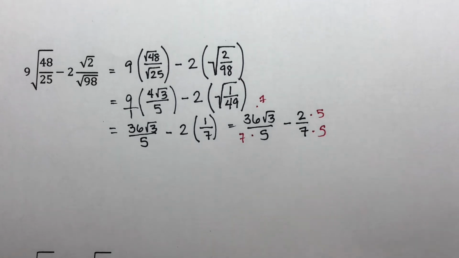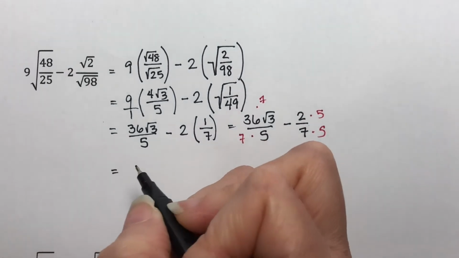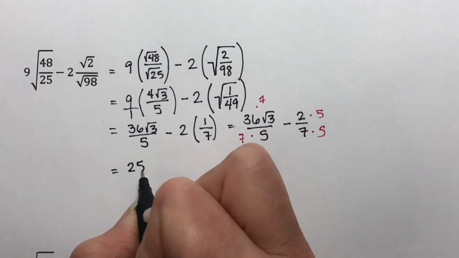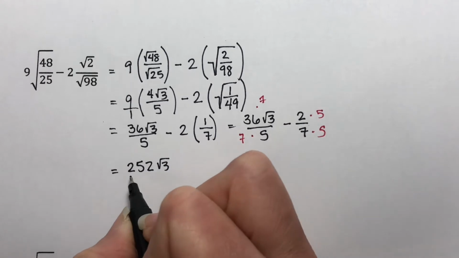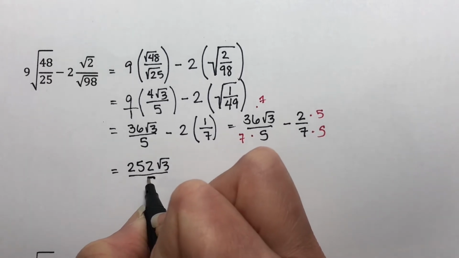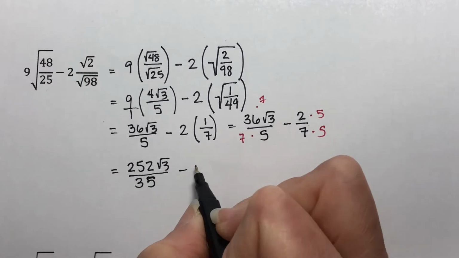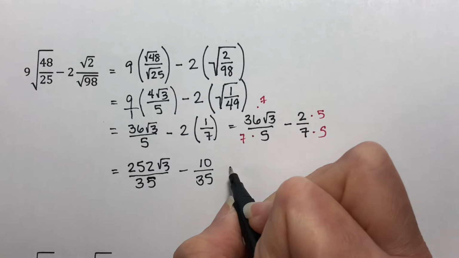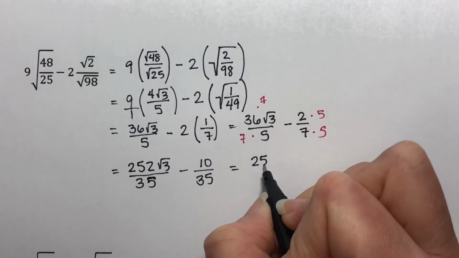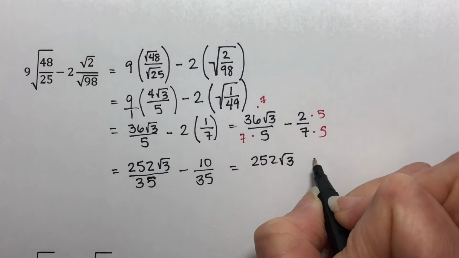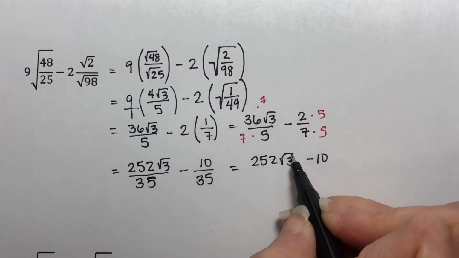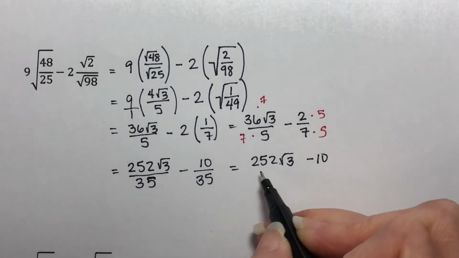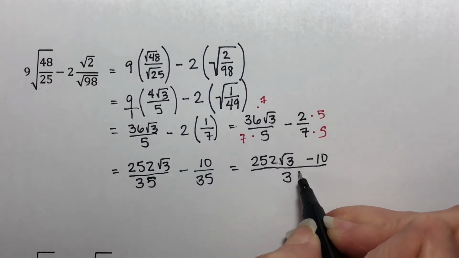Now 36 times 7 is 252 times the square root of 3 over 35 minus 10 over 35. Now combine across the top, I have 252 square root of 3 minus 10. Make sure that this radical bar does not go too far over. You don't want the minus 10 to look like it's underneath. And this is over 35.